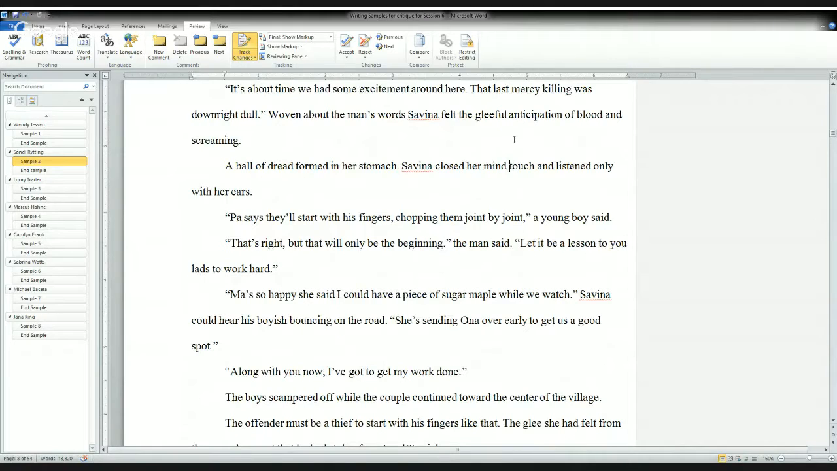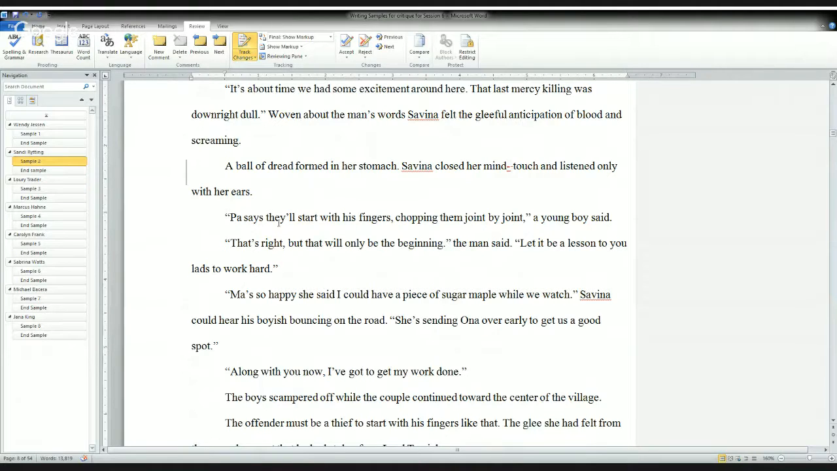You know, this is really small, but I'm going to put mind touch. Can you make that one word or hyphenated? What do you think? So that we're sure it really is a real thing. Plus it just adds to the world building. So I'm going to just add that. And listened only with her ears.